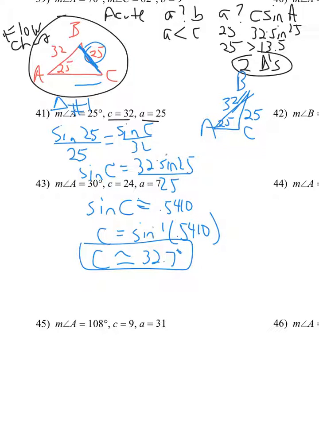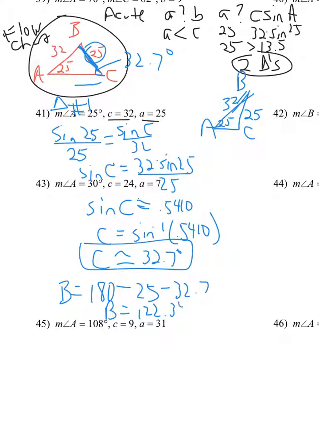Again, we're solving it. So this angle right there is 32.7 degrees. Now I could find angle B, because that's my third angle in the triangle, by doing 180 minus my angle A, which is 25, minus the 32.7 angle C that I just found. So angle B is about 122.3 degrees to the nearest tenth.